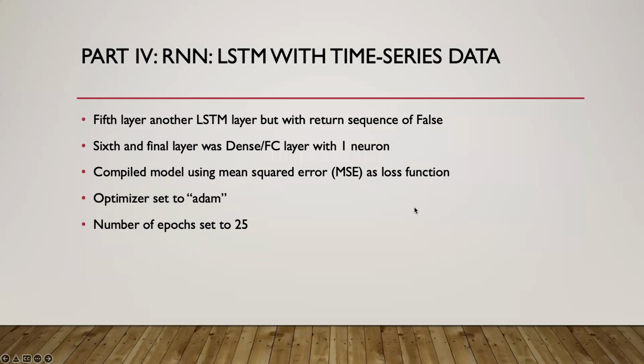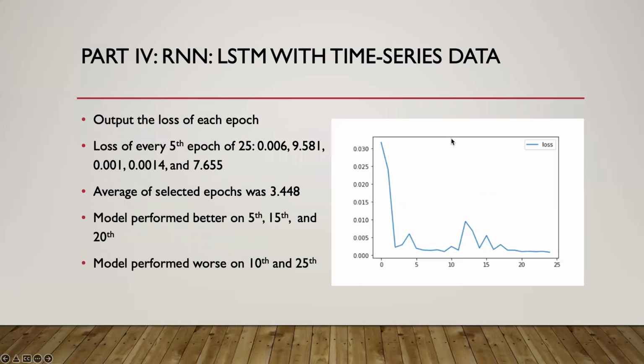So we compiled the model using mean squared error, MSE, as the loss function. The optimizer is set to Adam, which is what we have been using in all of our assignments this semester. The number of epochs was set to 25. This one took longer to run than the sine wave data, I guess just due to the nature of the data, so I didn't get to run a bunch of these.